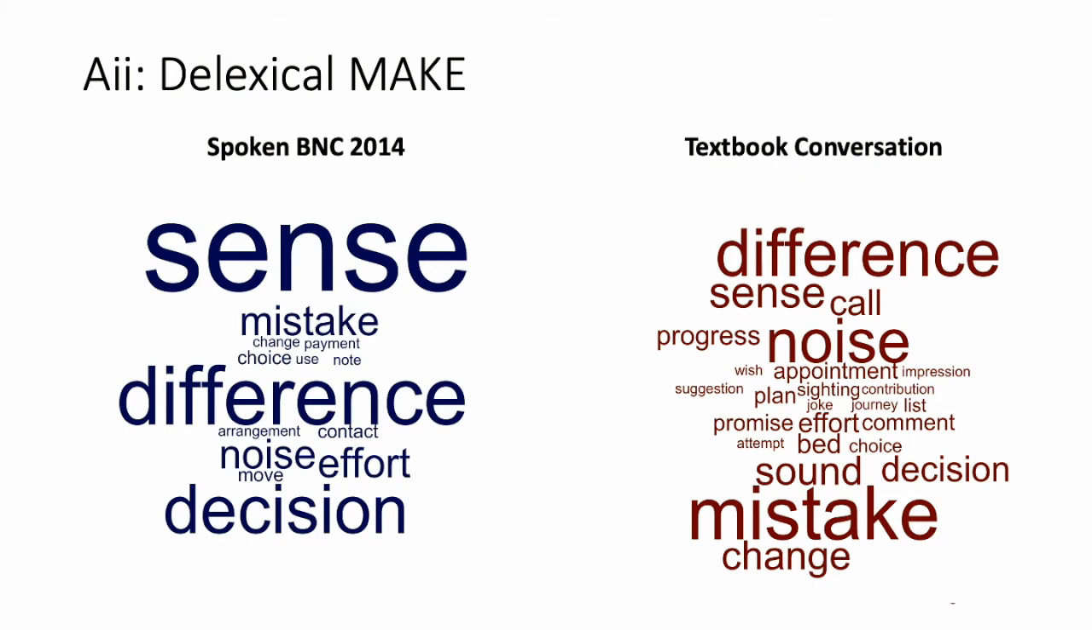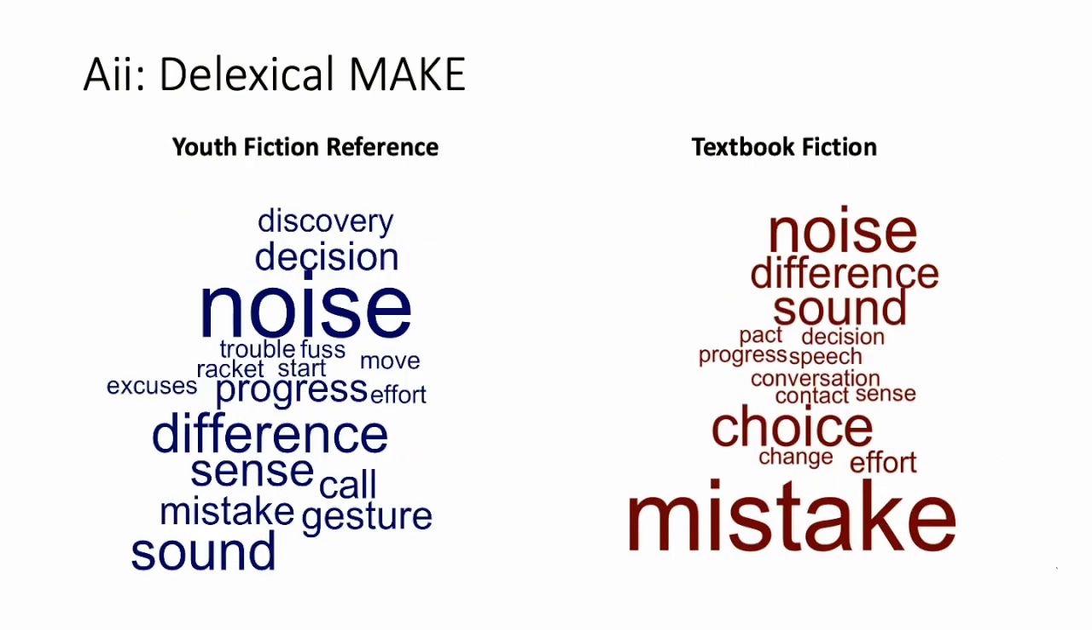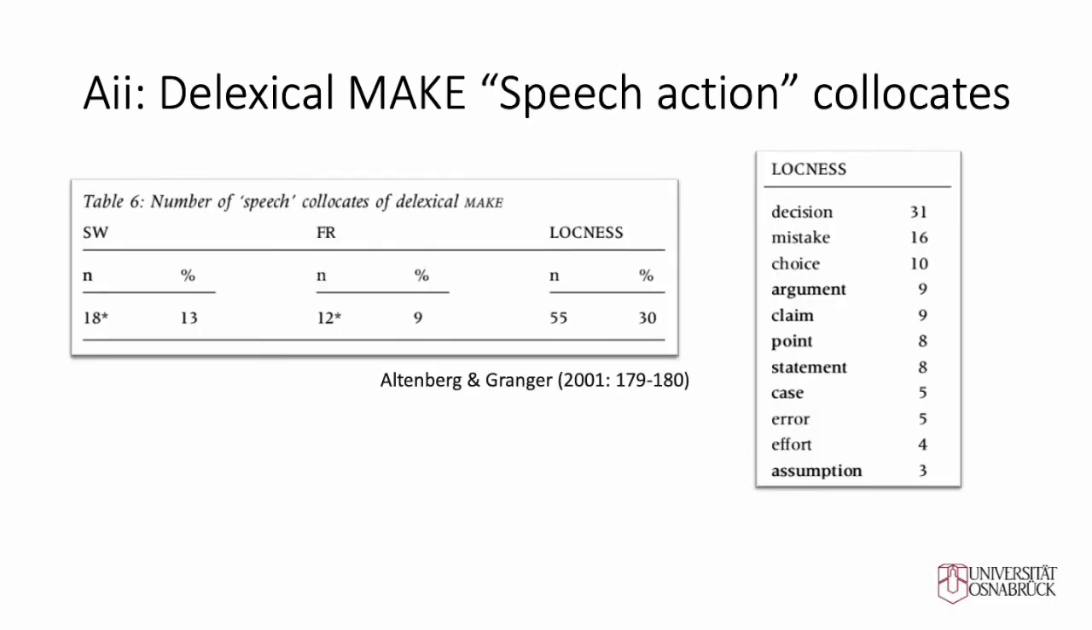But we also find that the largest or the most frequent collocate is to make a mistake. These are the collocates of delexical make in youth fiction as compared to textbook fiction, and again we find that to make mistakes is something that textbooks love to speak about, even in the conversations and in the fictional text. So this is not about the instructions or the explanations. It's interesting to look at delexical make because it's been shown to be something that's particularly problematic for learners of English. So here we have the results of a study on learner corpora.